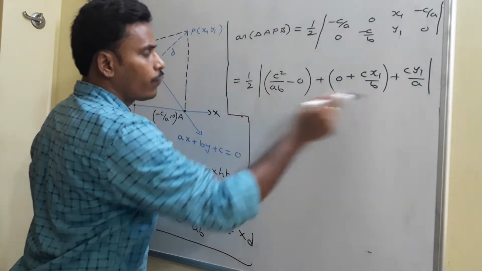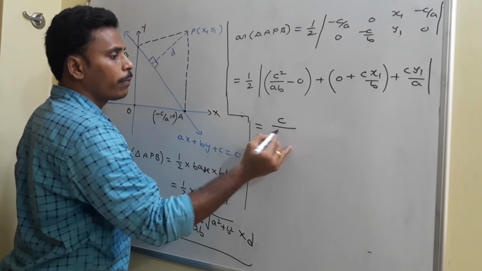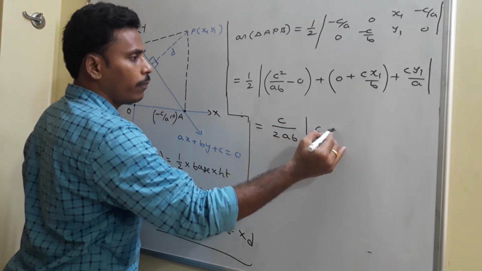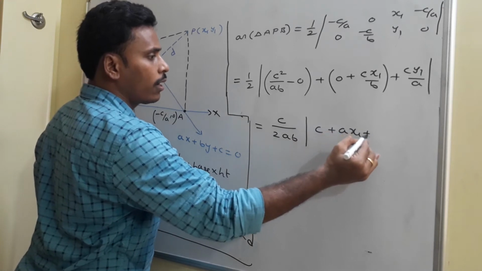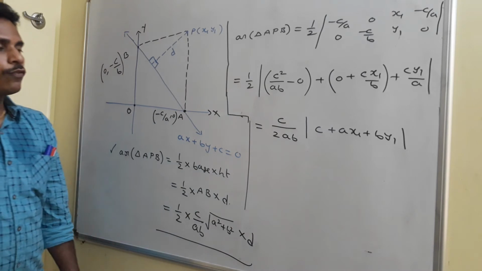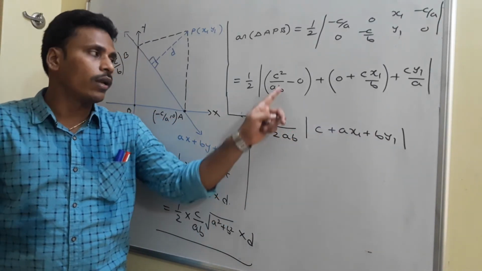So here ab is there. If you take out ab also, at the end if you pick out c and ab, it is c by 2ab times (c plus ax1 plus by1). Have a look at this, once again I am repeating it. If you multiply each and every term with this c by ab, you will get the same thing.